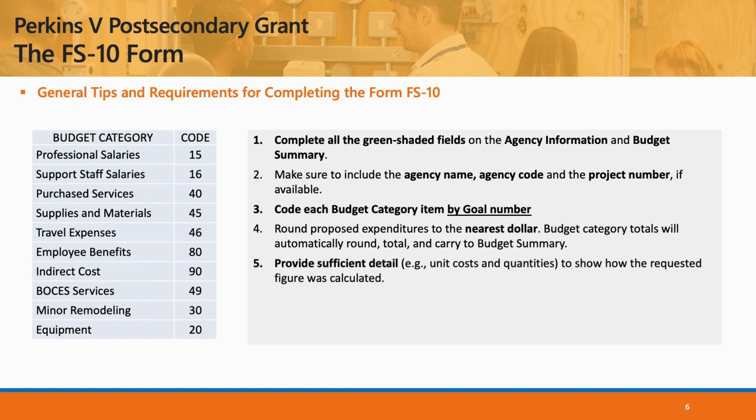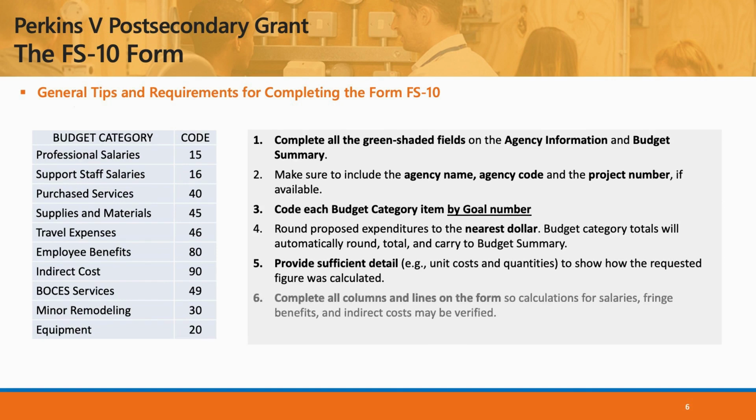Provide sufficient detail. For example, include unit costs and quantities to show how the requested figure was calculated. Complete all columns and lines on the form so calculations for salary, fringe benefits, and indirect costs may be verified. OPASS no longer accepts TBA, TBD, or similar notations.